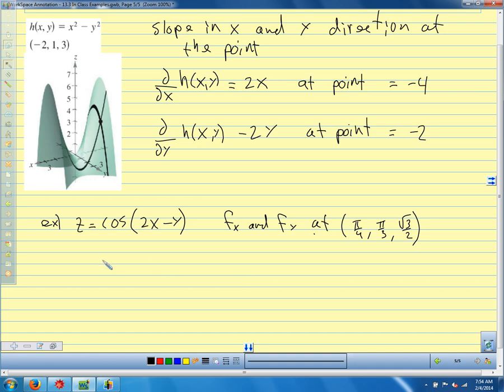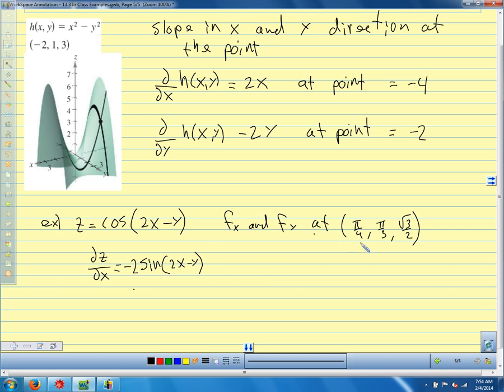All right, so let's find our partial with respect to x, dz dx. So what's going to be dz dx? Negative sine, that's a good start. Negative sine of this whole thing, 2x minus y. And then we're using our chain rule times the derivative of the inside function with respect to x, which is 2. So I'm just going to put that out front. Minus 2 sine of 2x minus y.